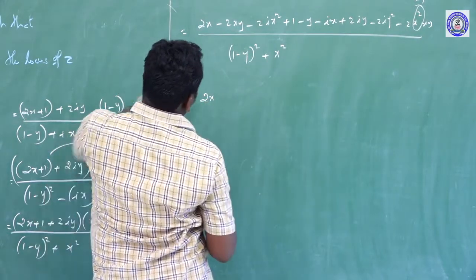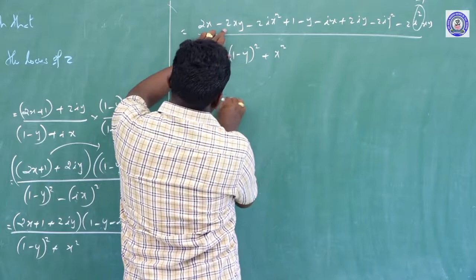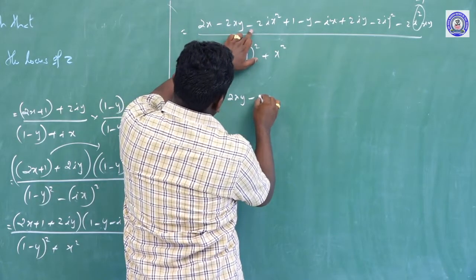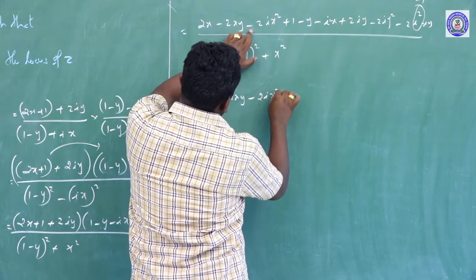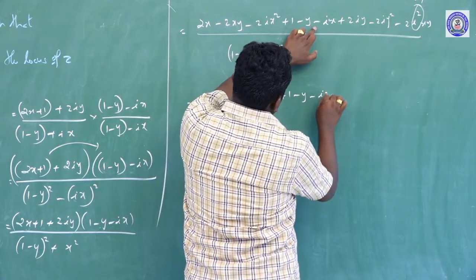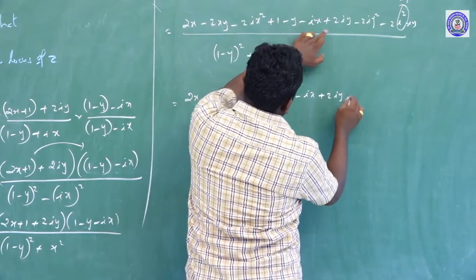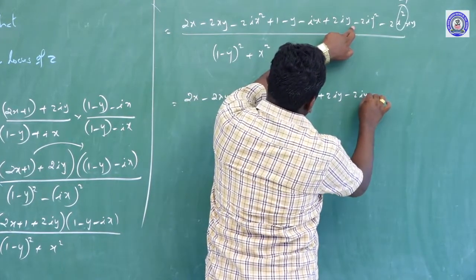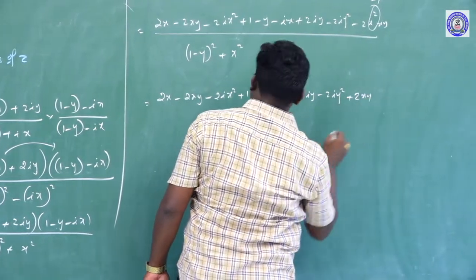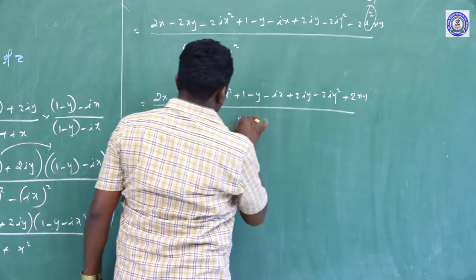then minus 2xy, and minus 2i x², plus 1 minus y, then minus ix plus 2iy, and minus 2i y², and minus minus plus 2xy, over the same denominator.